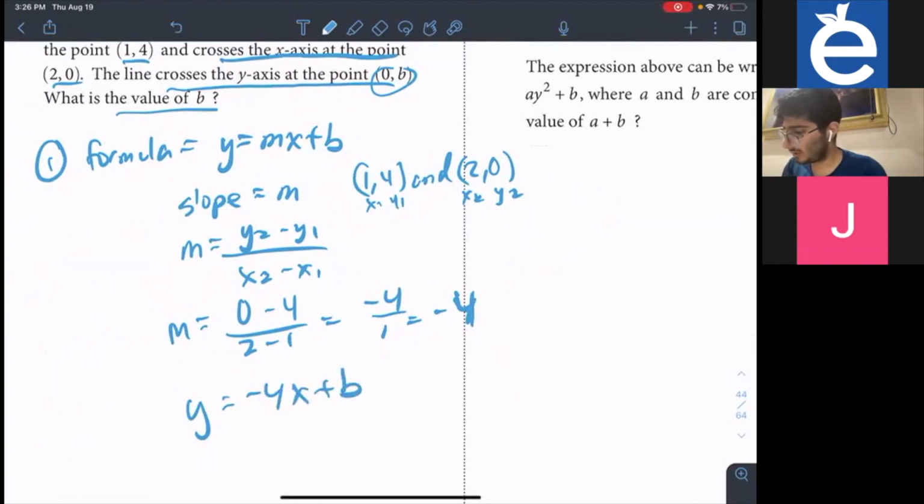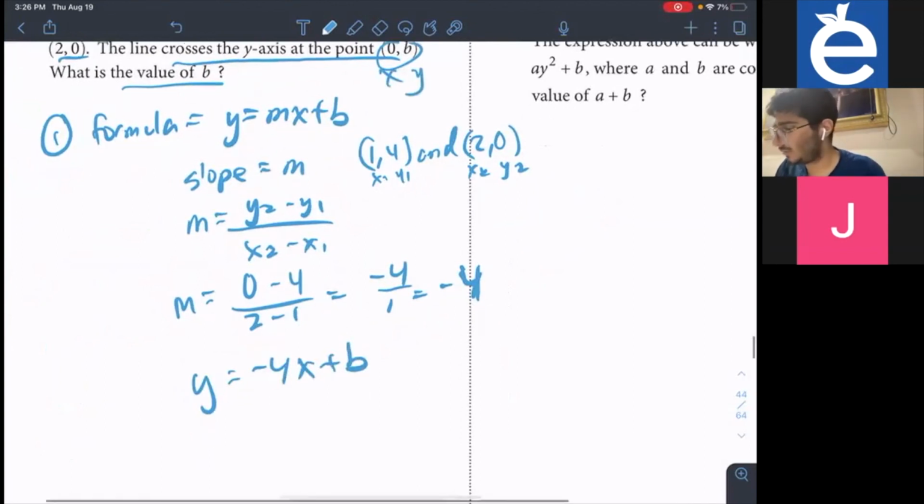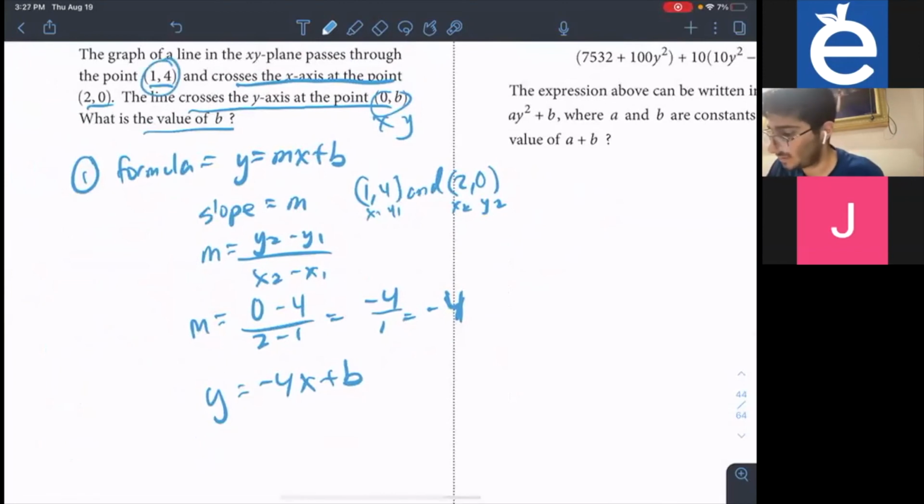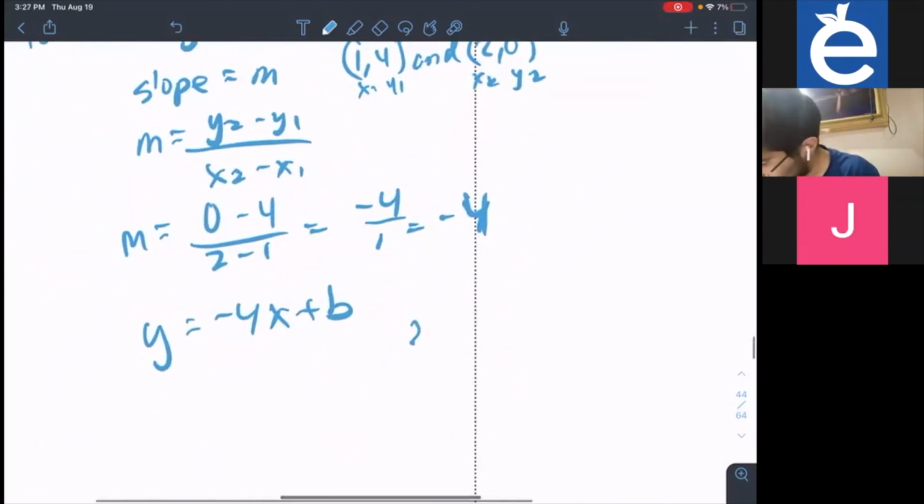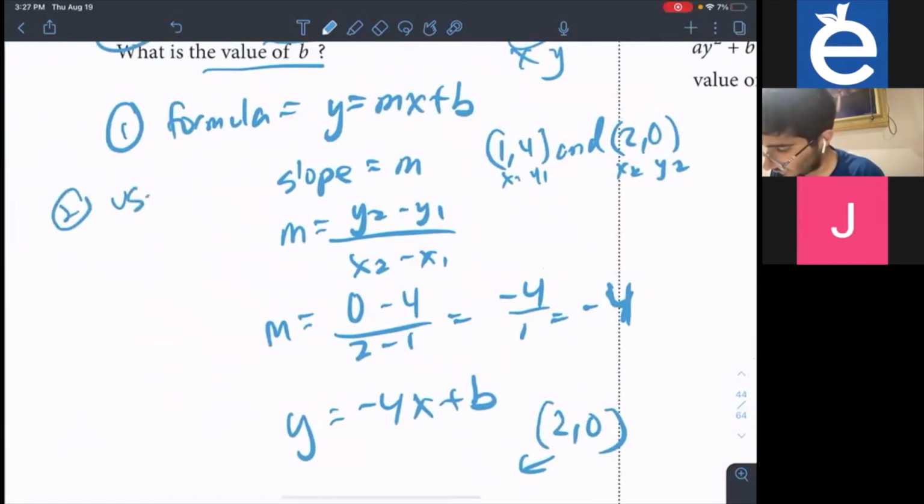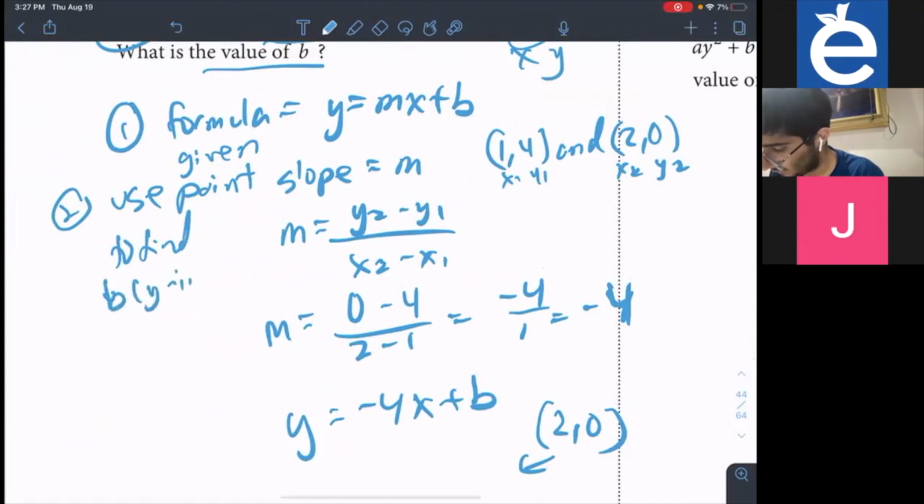They told you what the value of x and y is. You don't know y, right? So first we have to find the y-intercept. Let's find the y-intercept first from the given point. Let's try (2, 0). That's easier. So (2, 0) would be used. Use the given point to find b, which is the y-intercept.